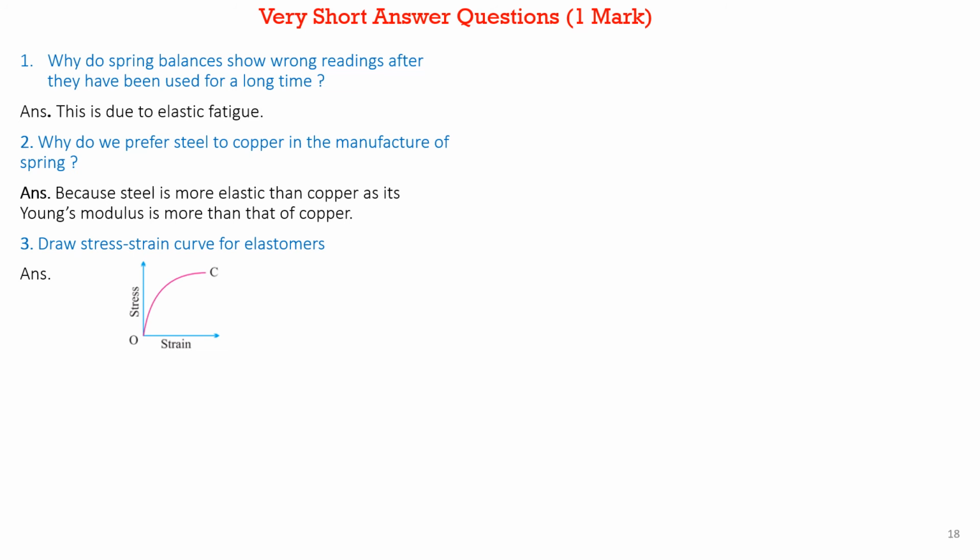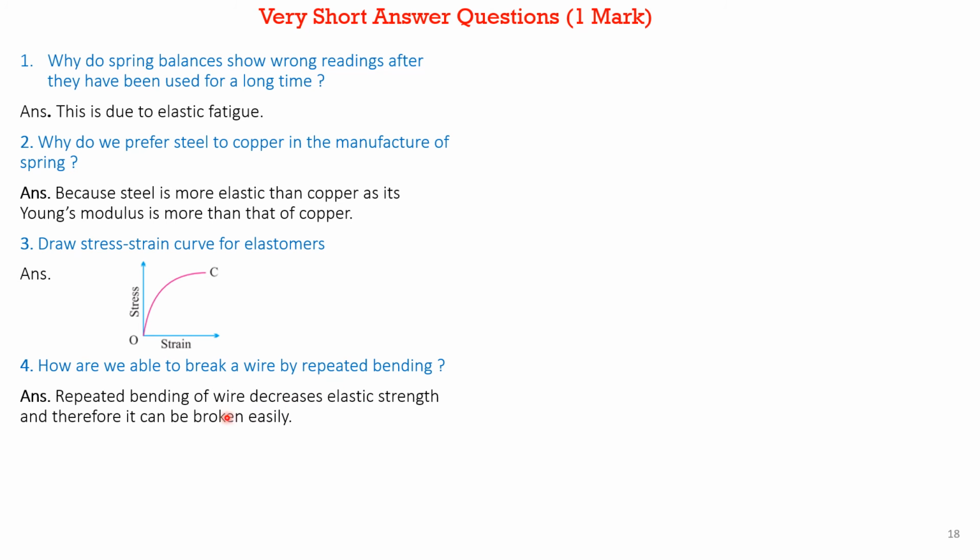Draw the stress strain curve for elastomers. Answer. The stress strain curve of elastomers is shown in the figure. So it is bent. This curve can be bent inside or outside, in the other way also. In some of the books it is shown as pointing upwards, curve pointing upwards. How are we able to break a wire? By repeated bending. Repeated bending of wire decreases elastic strength and therefore it can be broken easily.